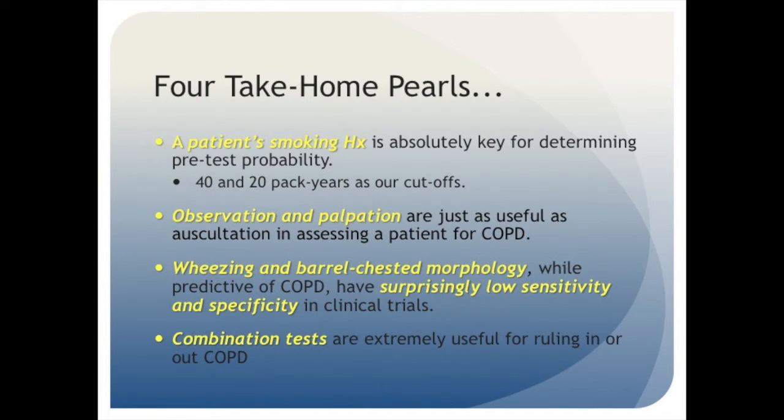Second, observation and palpation of things like Hoover's sign, maximum laryngeal height, etc. are just as useful as auscultation in assessing a patient for COPD. Third, while wheezing and barrel chested morphology are classically taught as features of COPD, they have surprisingly low sensitivity and specificity in the clinical trials that have compared them to other physical exam maneuvers. Finally, combination tests such as those discussed earlier are extremely useful in both ruling in and ruling out COPD.